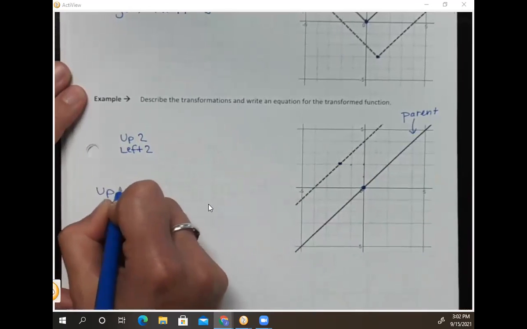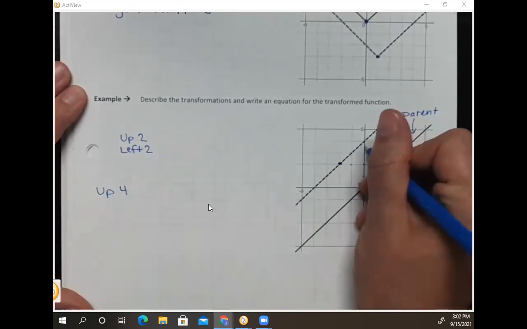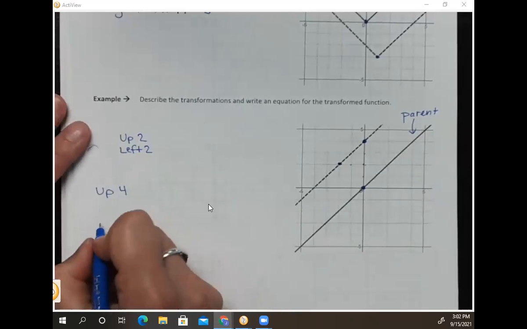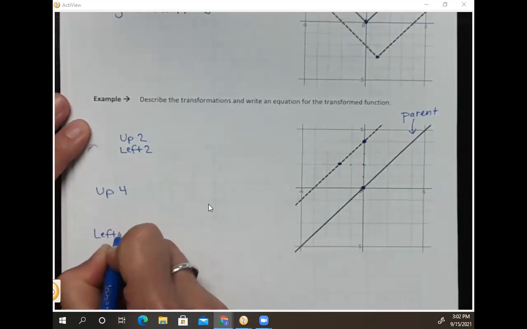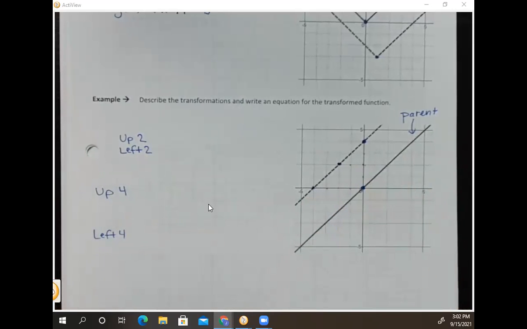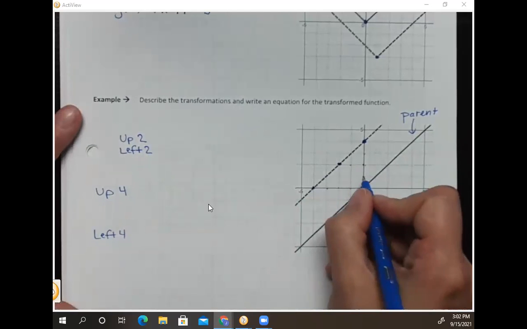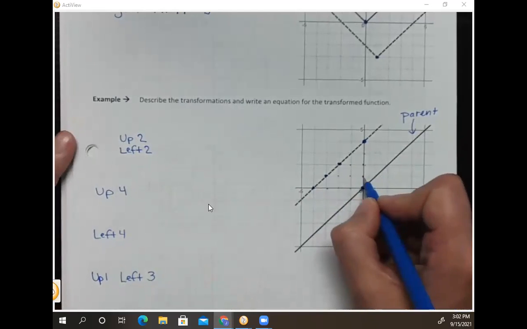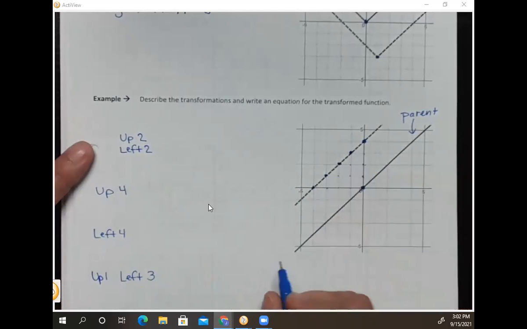Just up 4. 1, 2, 3, 4. That gets me on the line. Anybody have another way? Just left 4. 1, 2, 3, 4. That would do it. Up 1, left 3. That would do it too. We have a bunch of different options here, right? Do you have another one? What do you got? Up 1, 2, 3, left 1.